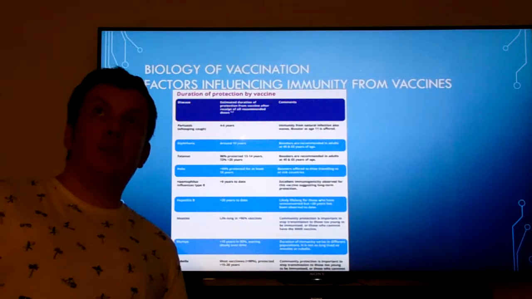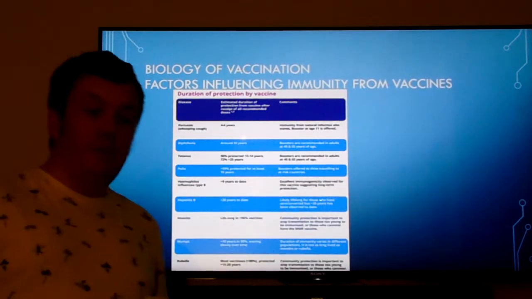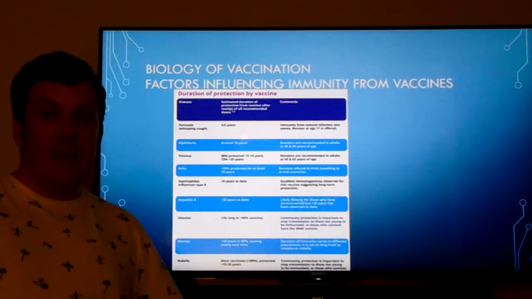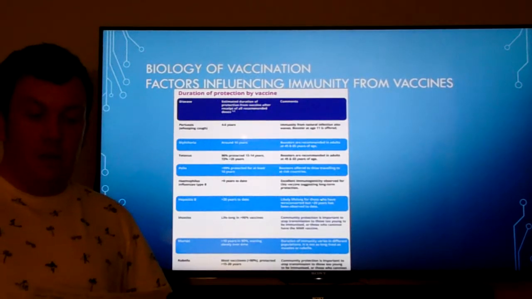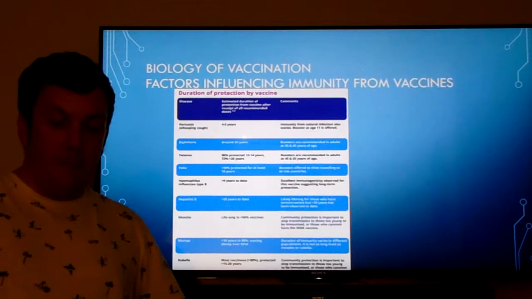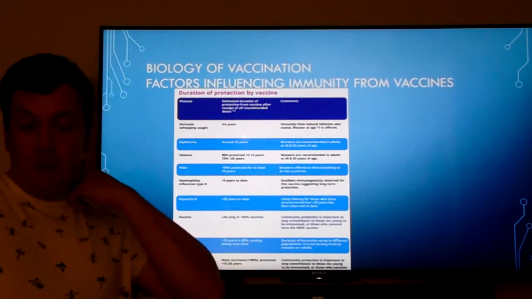Then, as we're moving on to factors influencing immunity from vaccines. There are many factors influencing vaccines and the immunity they provide. Age is one such factor. Vaccine-induced antibodies decline massively in elderly people, meaning the immune response declines with it.